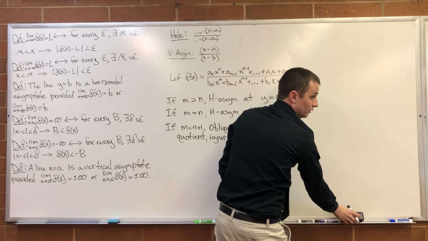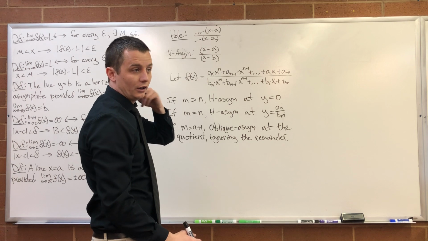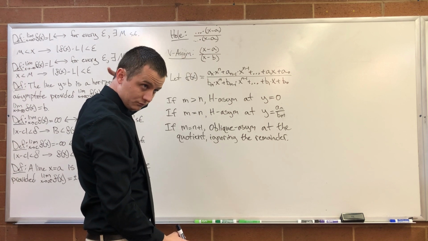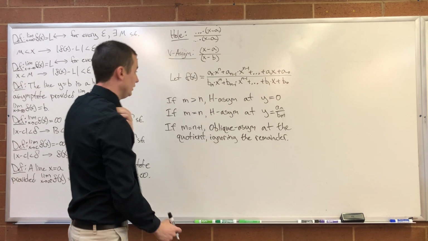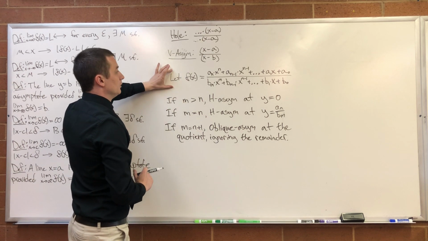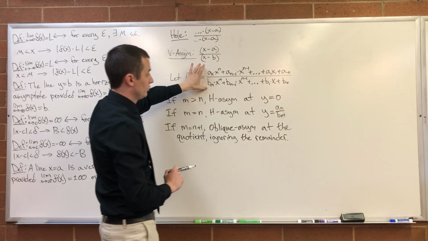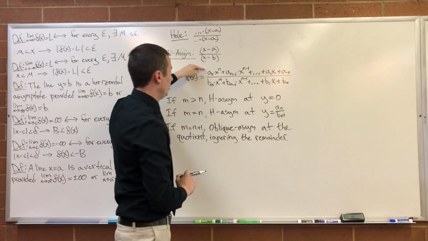What does horizontal look like in algebra? We'll see examples when they all come up. And an oblique one as well. Yeah, we'll see one of each. So now, let's say that we've got our function f of x here, and it's a rational function, so polynomial over polynomial.